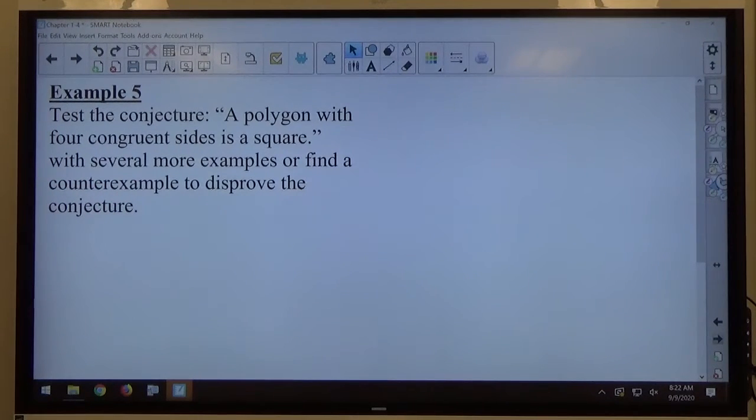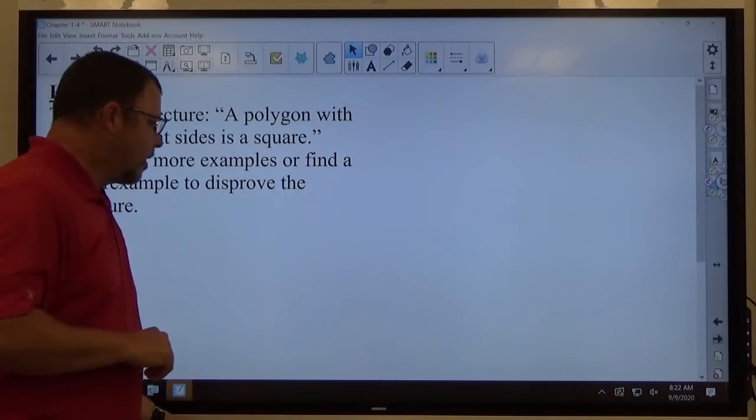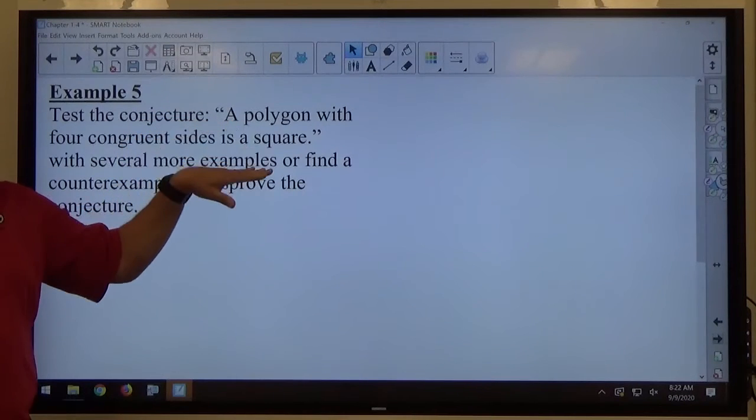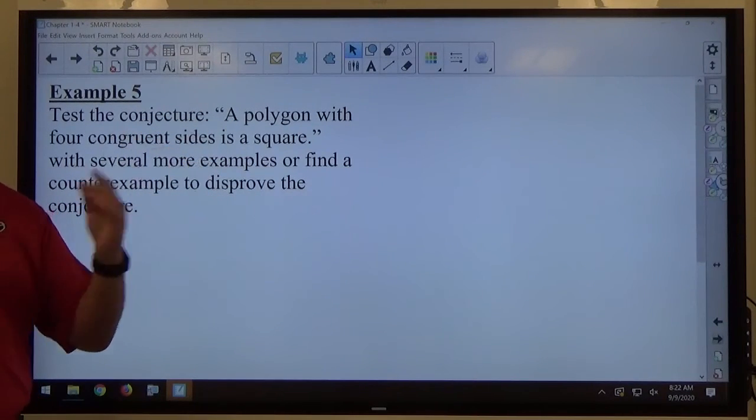So this says a polygon with 4 congruent sides is a square. Okay, first off, how many sides does a square have? 4. Are they congruent? Congruent means the same length. Yeah. All right. So a few puzzle looks there. Congruent means same length. So a polygon with 4 congruent sides is a square, right? So we know for a fact that a square has 4 congruent sides. So if they said a square has 4 congruent sides, obviously true. Draw some squares, you're good to go.